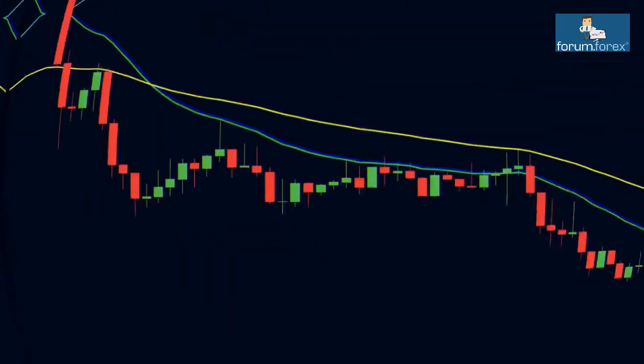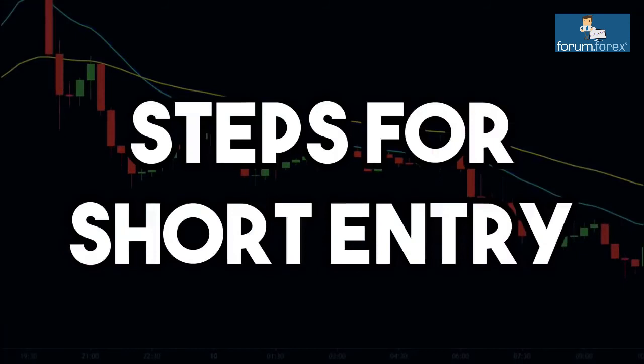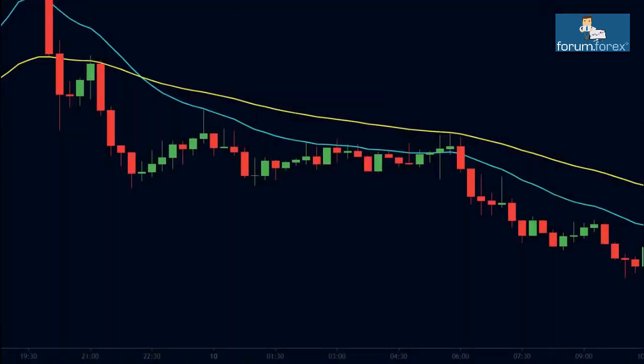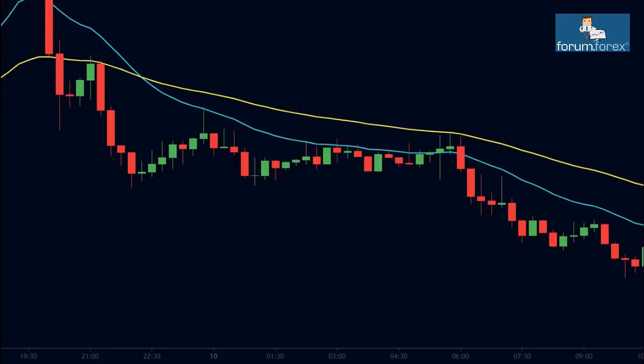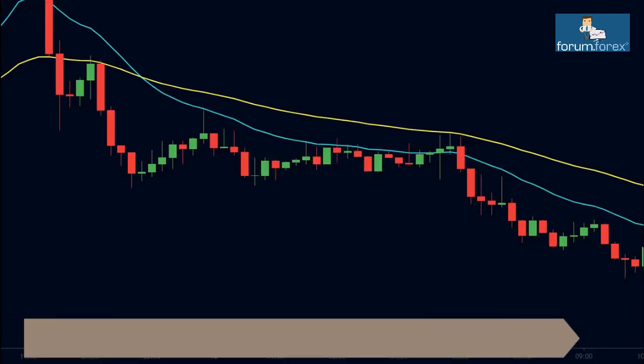Now, let's look at a sell trade and understand the rules of going short. To sell, we first need to make sure that we are in a downtrend. So, we first look at the moving averages. For a selling opportunity, we want the 20 EMA to be below the 50 EMA. The price should be below both the moving averages and the moving averages should be sloped downwards. All of these conditions are met on this chart. Hence, this is a valid downtrend.